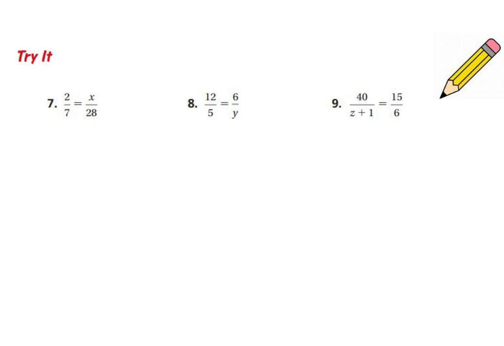So I'd say for number 7, let's just use multiplication to find the factor. 7 times 4 is 28, so 2 times 4 is 8. Similarly, in number 8, let's go right to left on this one. 6 times 2 is 12. So what number times 2 is 5?